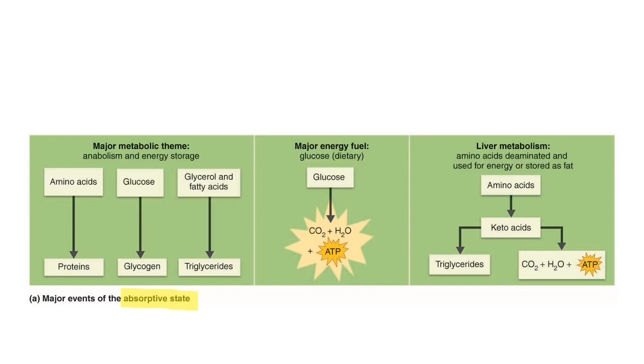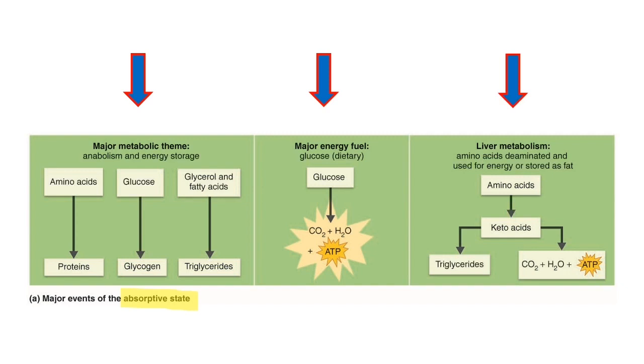This figure summarizes the absorptive state. During the absorptive state, anabolism occurs. Amino acids are used to synthesize proteins, and excess energy is stored in the form of glycogen or triglycerides. The main energy fuel used by your cells is glucose to synthesize ATP.